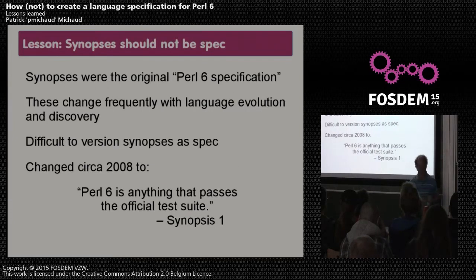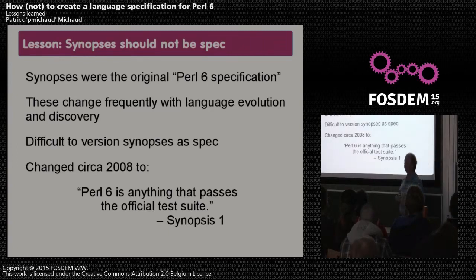Another lesson, and this is another one of my rants, is that what we know as the synopses, which are our design documents, should not be the specification, and we need to stop referring to them as if they ever were. We need to get that duality of synopses as spec out of the conversations. I think it's caused a lot of confusion, both within the Perl 6 developer community, the Perl 6 bubble, but more importantly, outside of the bubble. When people say, where is the Perl 6 specification? We point to the synopses, and it's confusing.